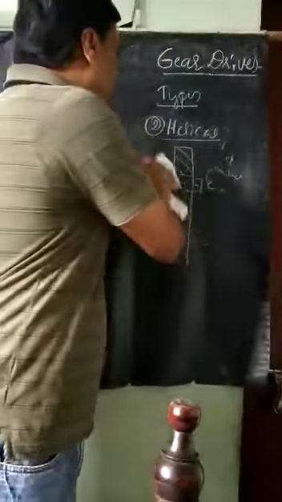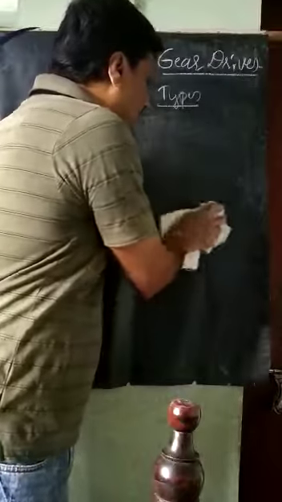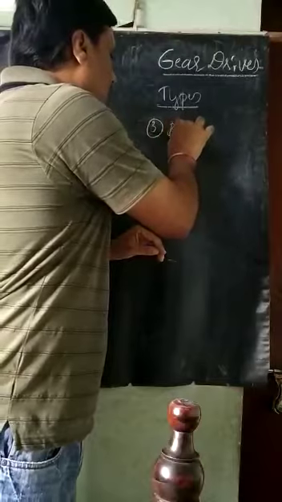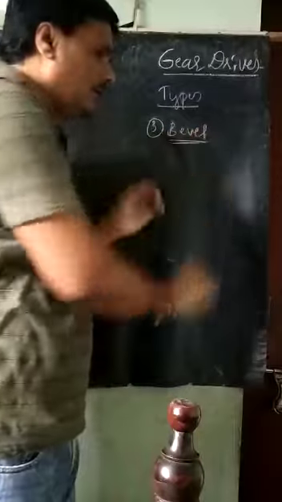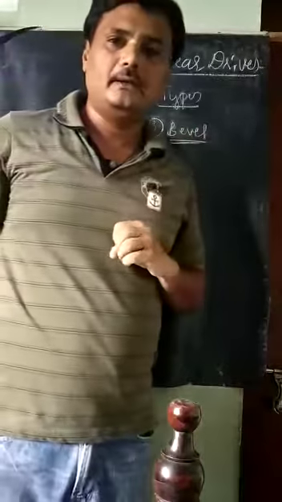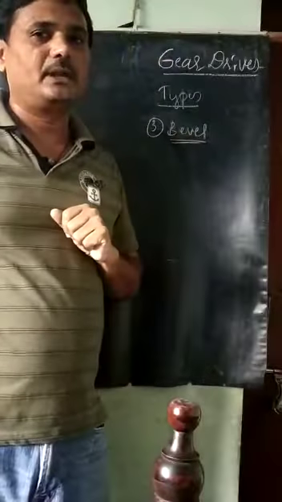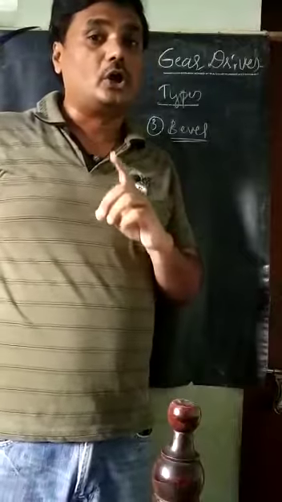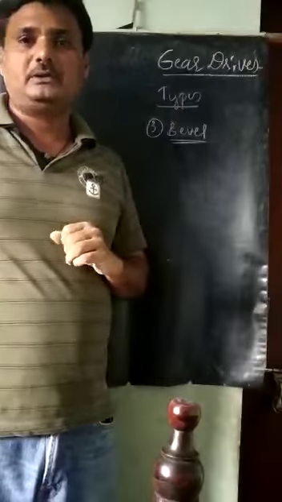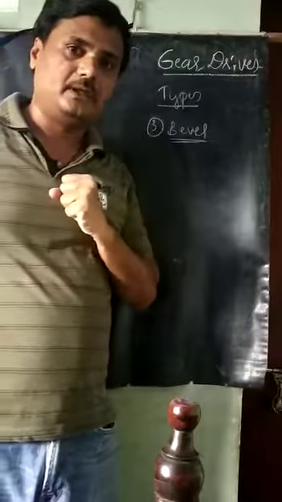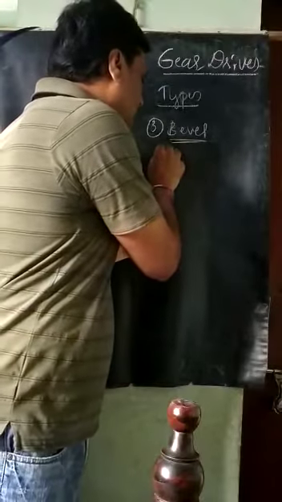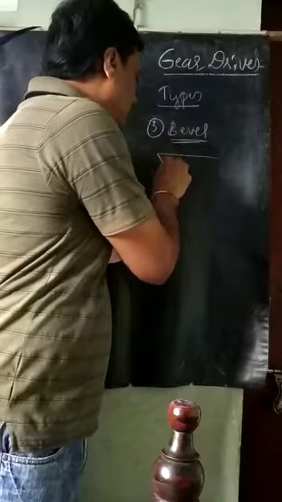Next is the bevel gear. The third one is called the bevel gear. What is a bevel gear? The main important feature of the bevel gear is that the axes of the driver and follower are not parallel. They make some angle. This is how a bevel gear looks.